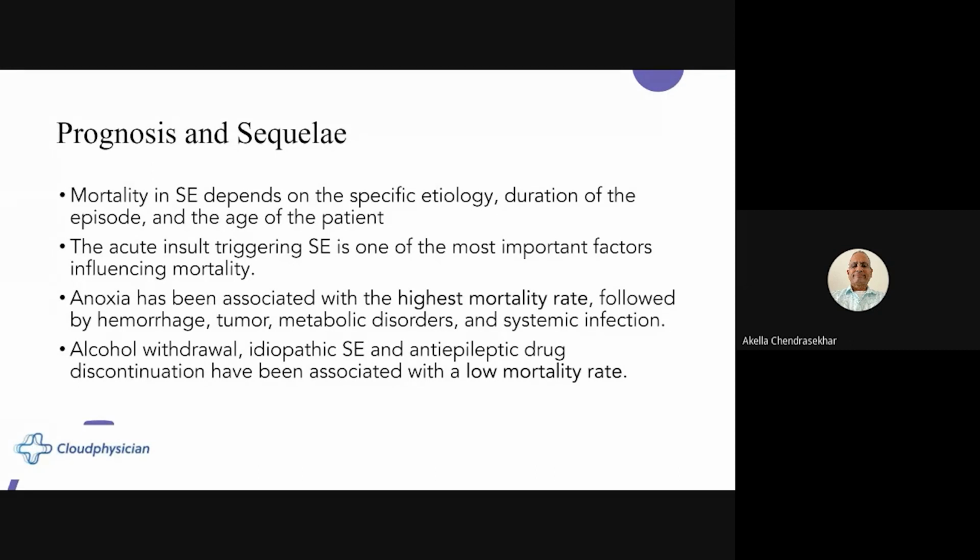But again, if you have hemorrhage, if you have tumor, if you have metabolic disorder, systemic infection, that's the highest mortality rate if you see seizure activity during that time. If you have a patient that you think is not taking enough medication, or has alcohol withdrawal, or you're not sure what's causing the issue, idiopathic, you've done your workup, you're not sure, the mortality risk is actually lower. So do your workup. It's very important. Do your workup. Don't just let it go. Okay, next slide.